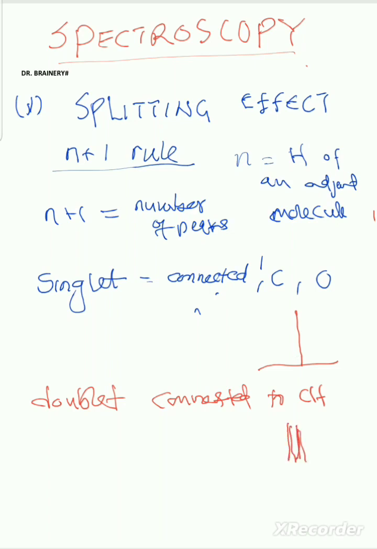You see? So here it will be like this. The number of peaks will be shown like this. So here is a doublet. Now let's try to look at this, which is a triplet.